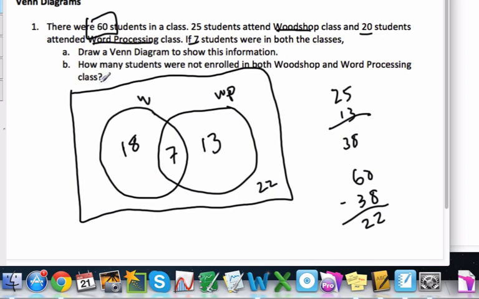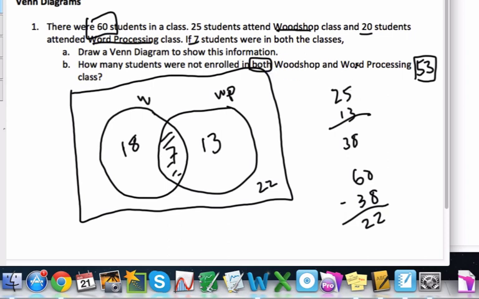So now, how many students were not enrolled in both wood shop and word processing? Now, they weren't in both. Now that is careful. The only people that are enrolled in both are these 7 here. So I want all the other people. So 22 plus 13 plus 18 is going to be, in total, 53 people. Think carefully about what these words mean.